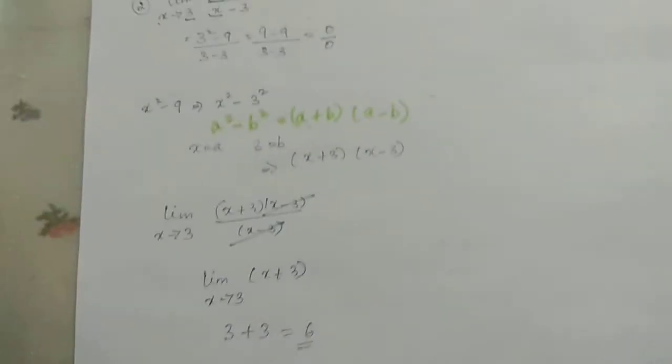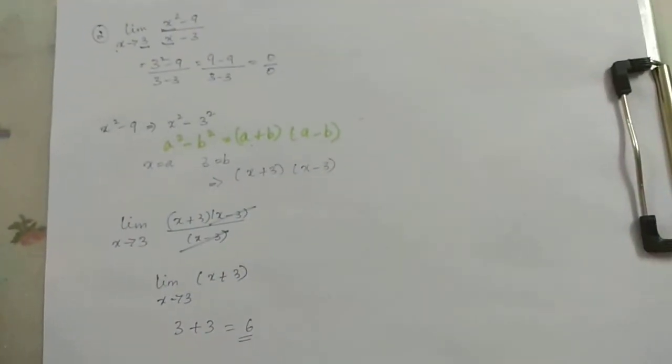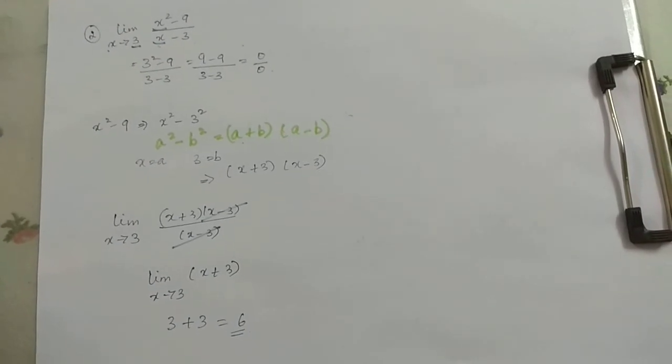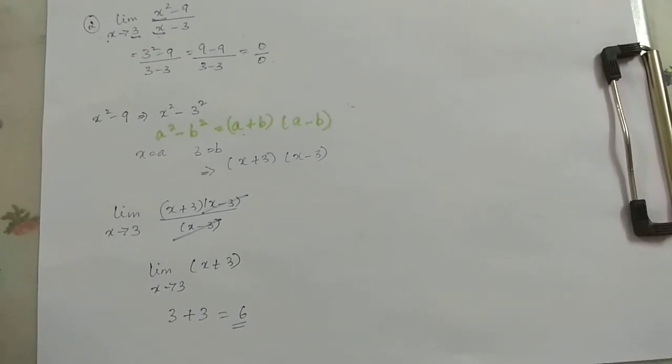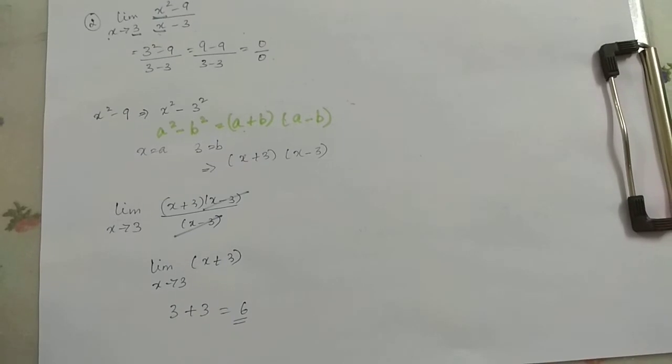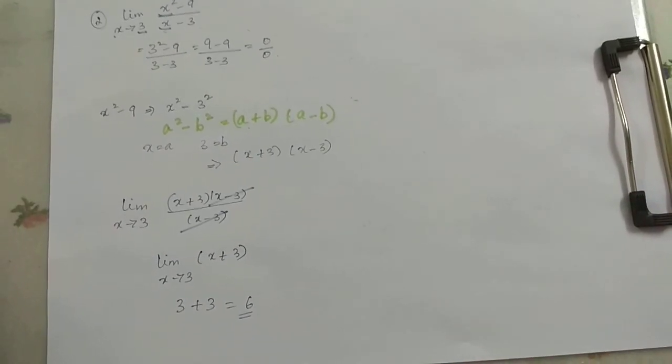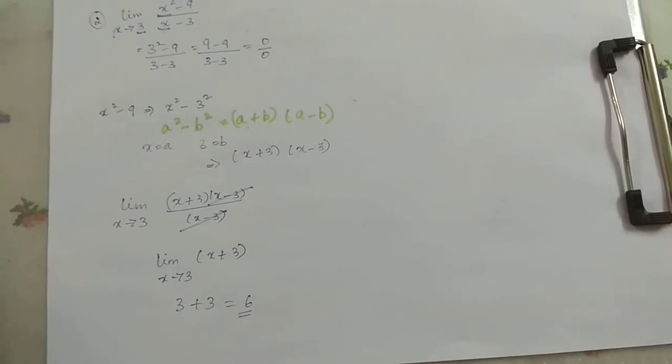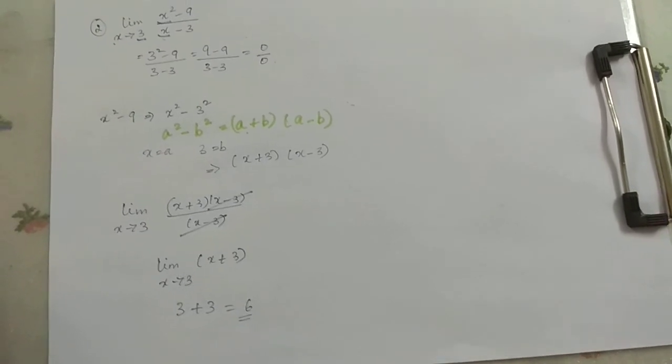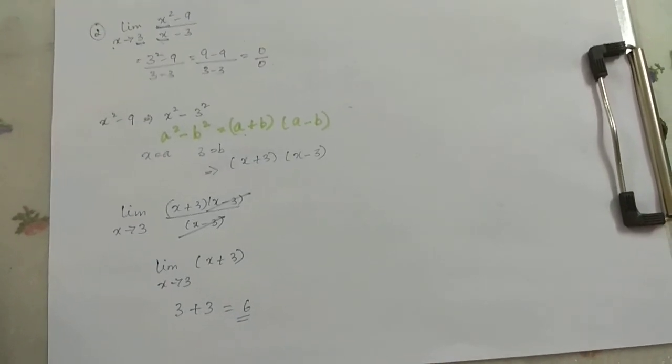So basically, if you get an indeterminate form, you need to use a method other than direct substitution method. In this video, we saw how to use factorization method. Whenever your function has a power of something and it has scope for being factorized, use the factorization method. Hope this video was useful.